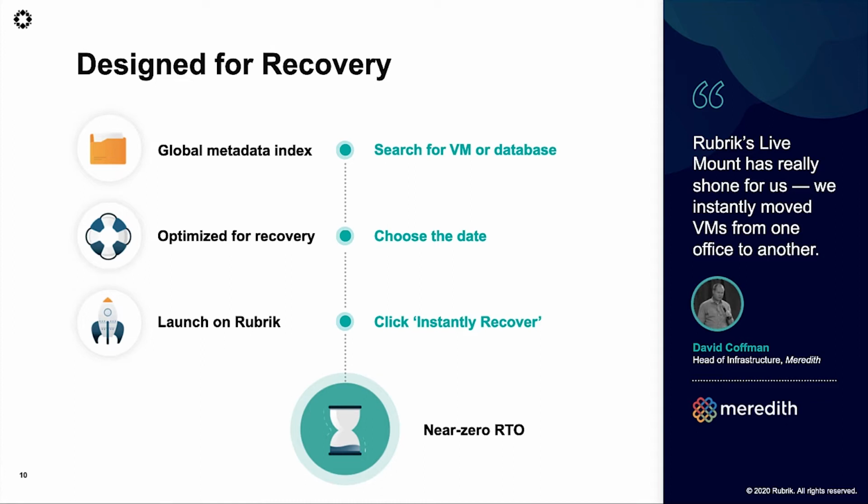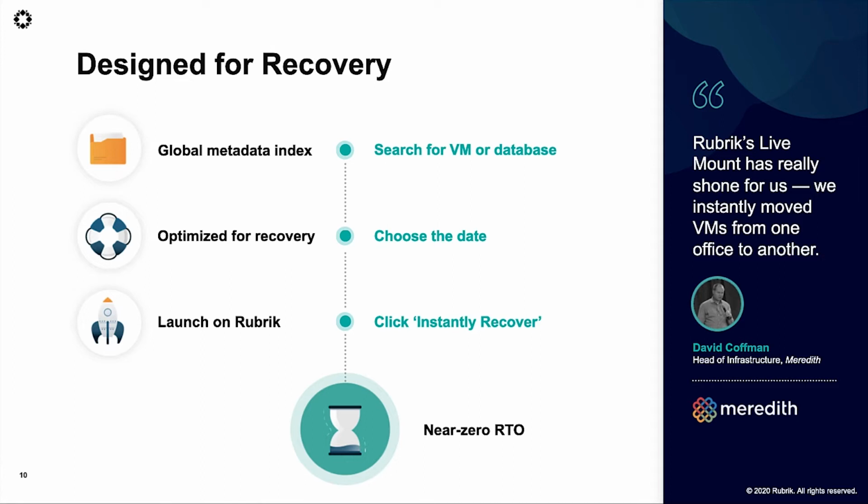Rubrik's really changed all this to just a few clicks, because we've radically simplified the workflow that lets you search for a backup, and then you simply select the point in time that you're looking for. And that's all powered by this global metadata index that lets you look across your entire infrastructure quickly. So there's no more siloed searching or anything like that.